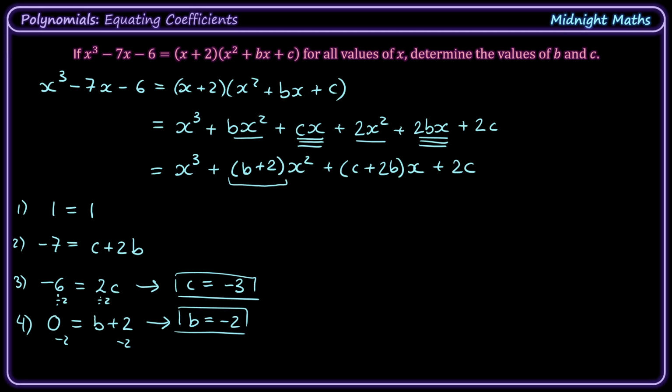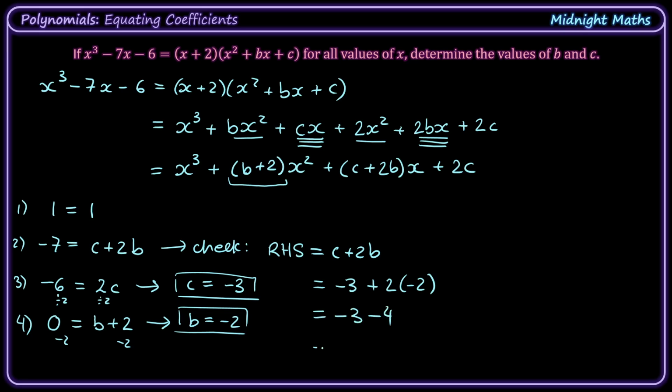Now, because I have these other equations, I should go through and make sure that it's consistent. So I can use this equation to check that my answer is correct. So substituting in, let's start with the right-hand side first. The right-hand side is c plus 2b. So substituting, c is minus 3 plus 2 times minus 2. And so that's minus 3 minus 4, which is equal to minus 7. And if I double check, the left-hand side of my equation was in fact minus 7. So that verifies that our equations are all consistent with one another, which is a great sign. That means that we've probably found the correct answer.